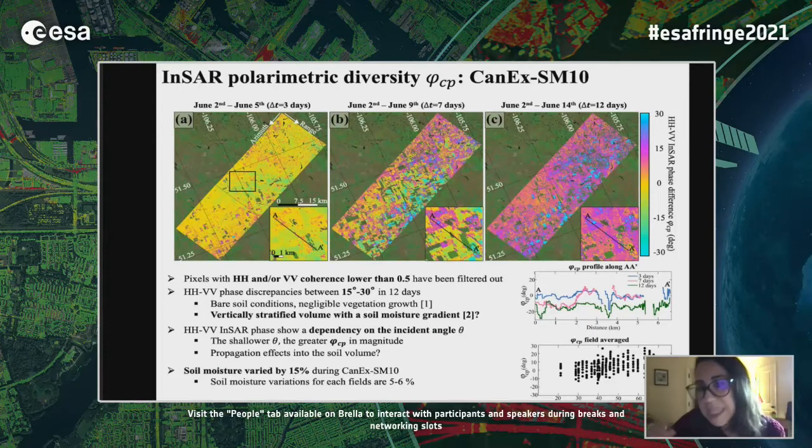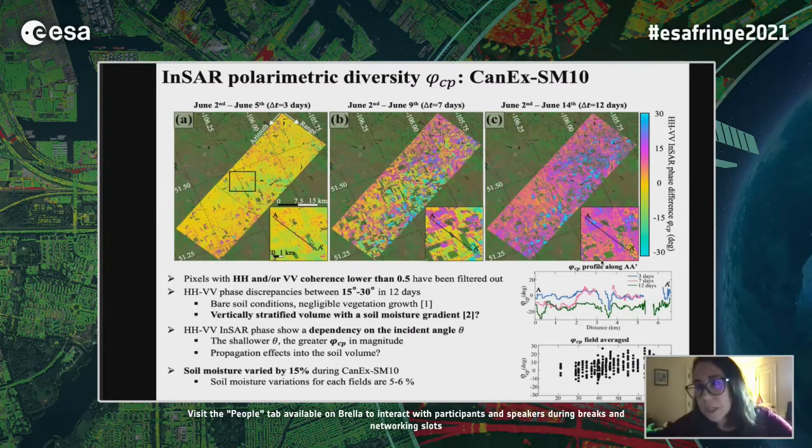As the temporal baseline increases, these inconsistencies become bigger, but they also vary spatially. Particularly, they exhibit a dependency on the incidence angle. So the shallower the incidence angle, the bigger in magnitude the discrepancies between the HH and VV interferograms. Overall, over a 12-day temporal baseline, we record HH minus VV phase inconsistencies between 15 and 30 degrees.